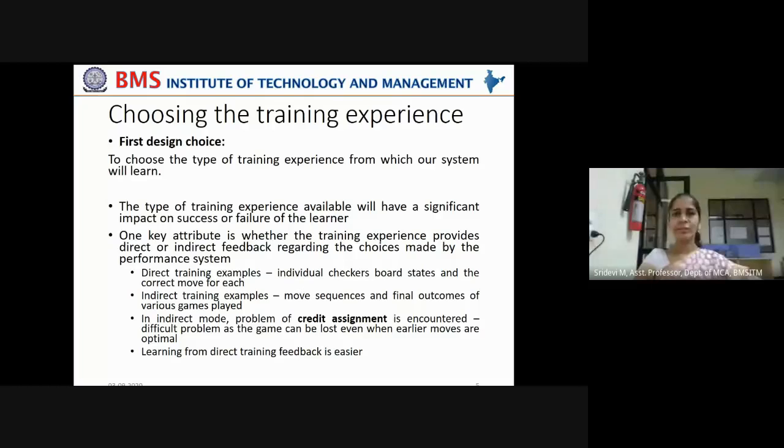Now, what is our first step? Choosing the training experience. The first design choice while designing a learning program is to choose the type of training experience from which our system will learn. What type of training experience are we going to provide the system in order to make it learn the given problem domain? The type of training experience available has a significant impact on the success or failure of the learner.